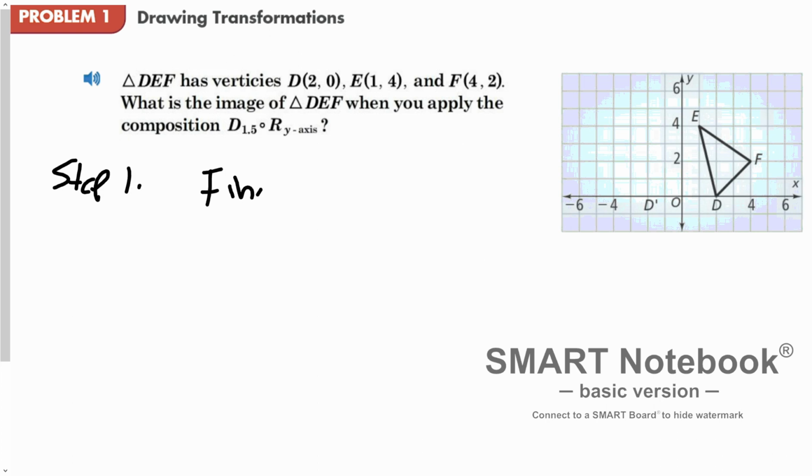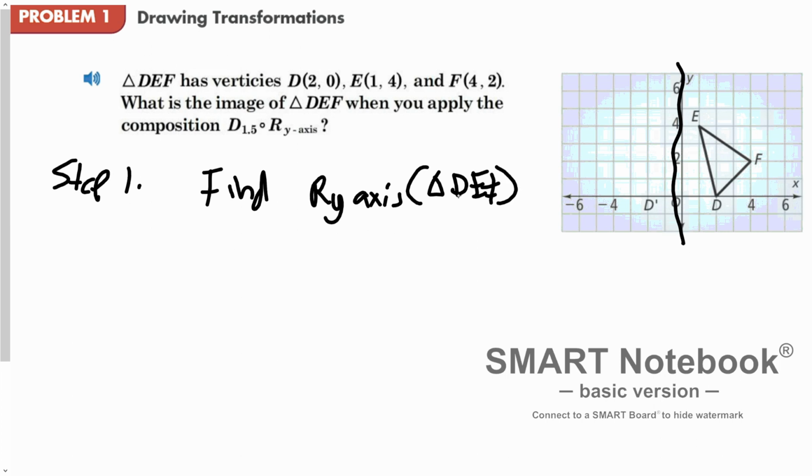We want to find the vertices, the corners, E, F, and D, by rotating. So we want to rotate about the y-axis. That means I'm flipping it, folding it about this line right here, the y-axis, of this triangle D, E, and F. Then we just apply that rotation to each vertex, or each point, coordinates.